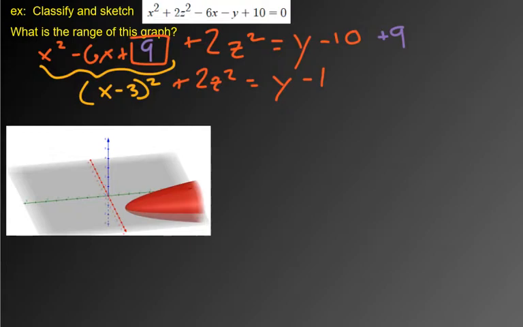And so I'm probably just going to move that minus 1 back over now, just because I'm kind of used to writing paraboloids as one variable equals something else. And so you can actually figure out the vertex from here, right?